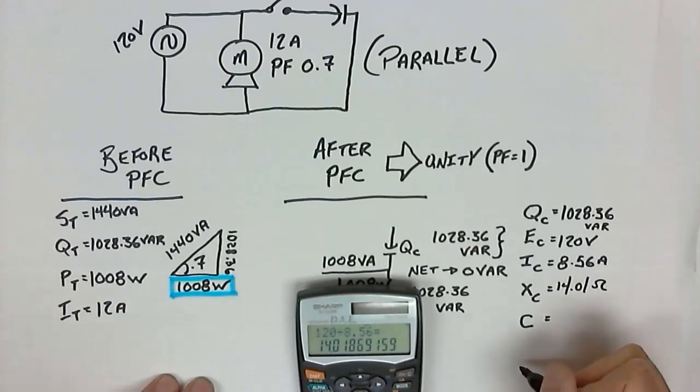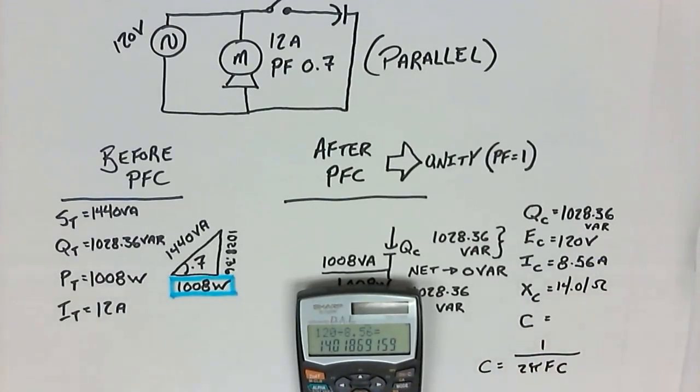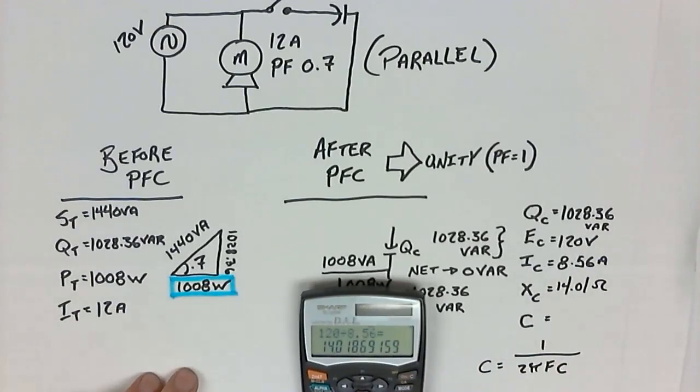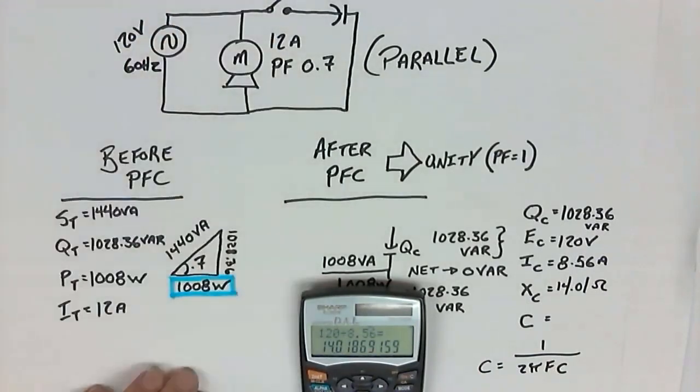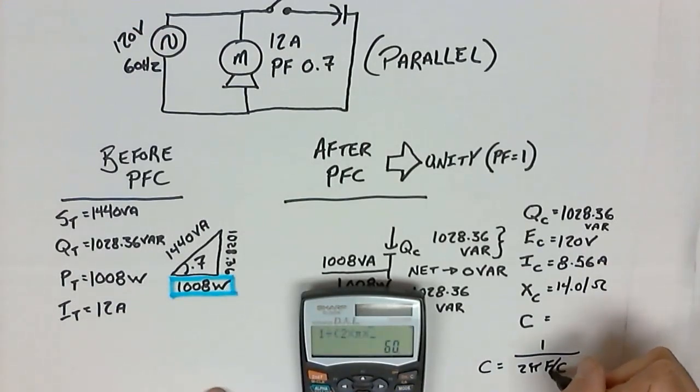Well, remember, C is equal to 1 over 2 pi f XC. So let's say we're using the typical North American standard source, which is 60 hertz. So that would mean I can take 1 divided by 2 times pi times 60, and then we're going to multiply it by our XC. Forgot the X in there, XC. So times 60 times 14.01.